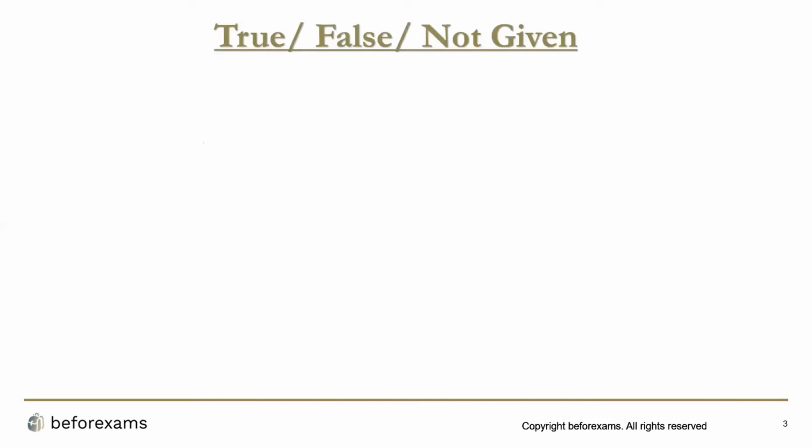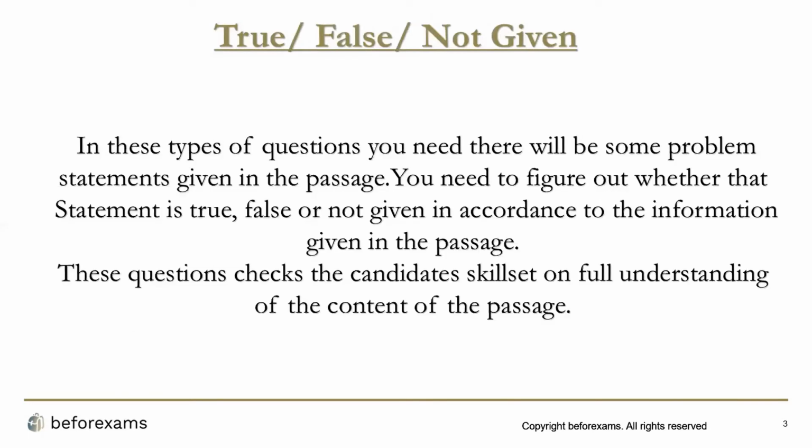First is the true, false, and not given question. In this question, there will be a problem statement, and you have to read the passage and check whether that statement is present in the text or not. If it is present, you then check whether the information given is correct. If it is correct, it will be true. If it is not correct, it will be false. You need to figure out whether the statement is true, false, or not given according to the information in the passage.